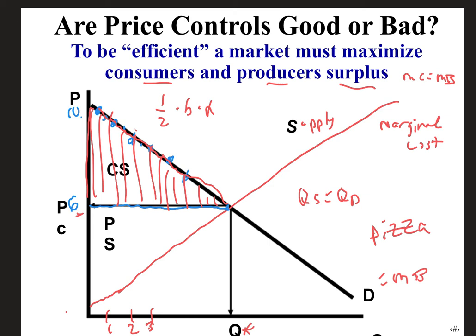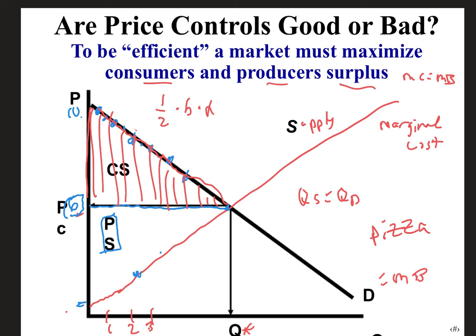Likewise, on the producer side, this PS stands for producer surplus. There are some producers of pizza who, when the price is much, much lower, are willing to produce the pizza, but they actually get $6 as the price for the pizza. So some producers are also in the position of getting surplus. They're producing the pizza much more cheaply than the price that they're getting in the market, okay?